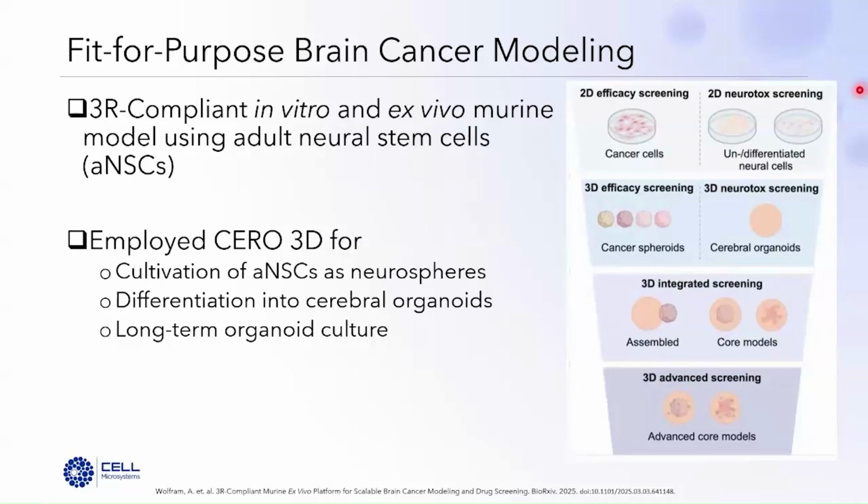So I really enjoyed this paper because it built this beautiful pipeline of in vitro models that are increasing in complexity, starting with 2D cancer cells and differentiated neurocells, and then all the way through building out these advanced core models. What I'll be highlighting today are the model systems they used the Zero 3D for, and that was for the cultivation of adult neural stem cells as neurospheres, differentiation of those neurospheres into cerebral organoids, and then the long-term culture of those organoids.